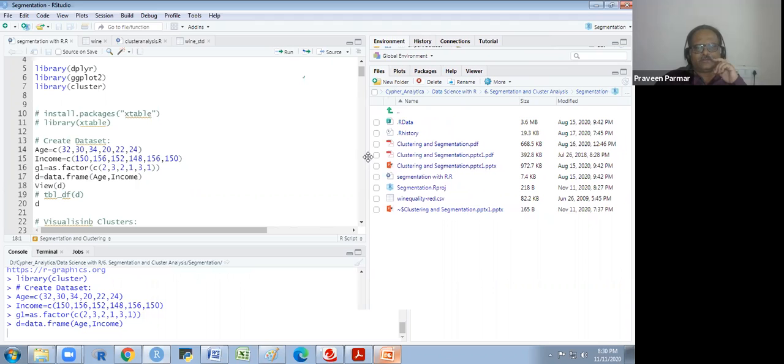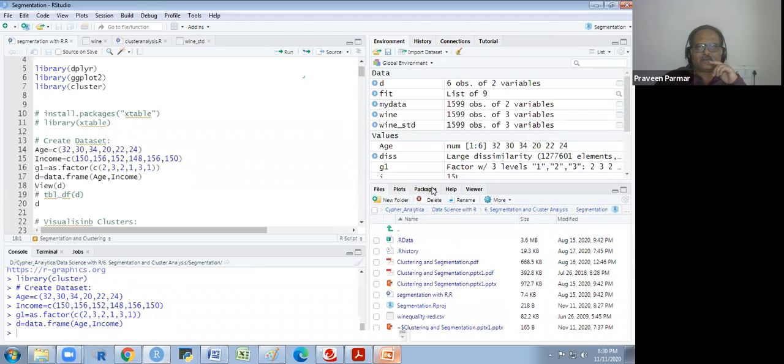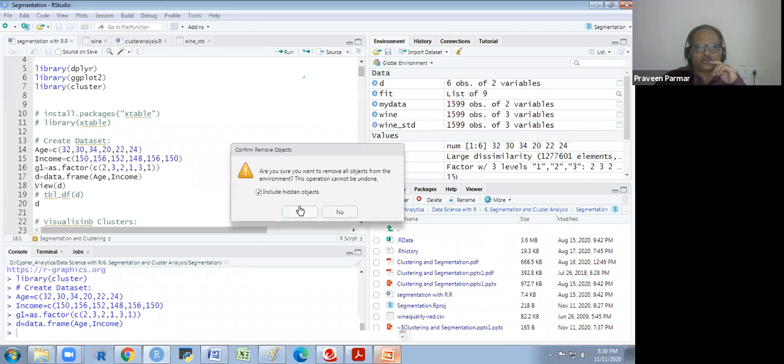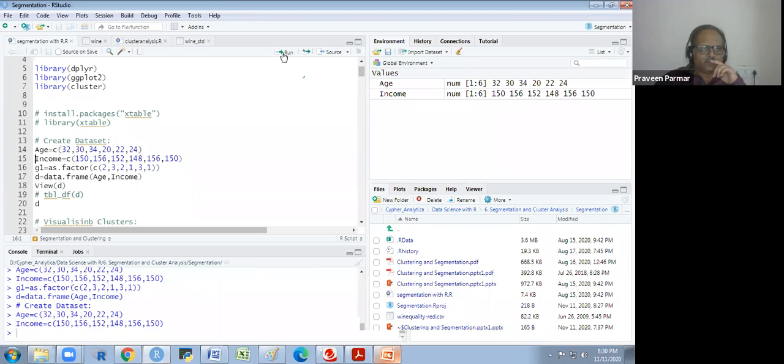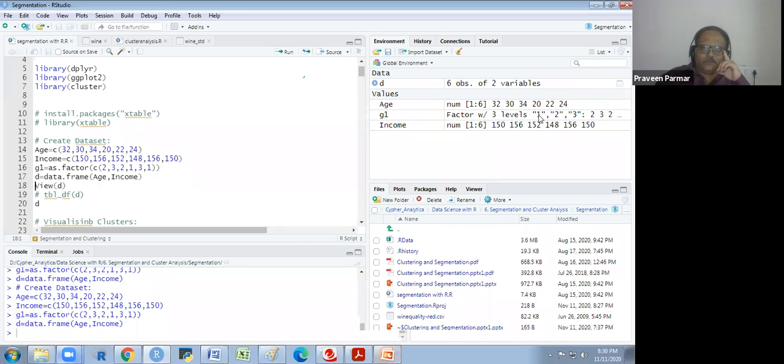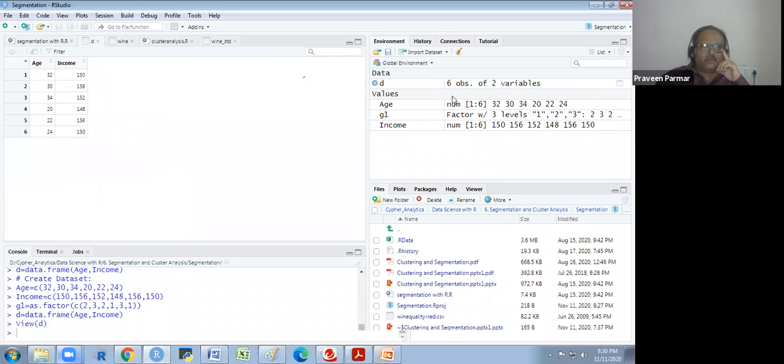And you will see it. I just removed a lot of things, so I just run it again. This data frame has 6 observations and 2 variables. You see this is the age and income I have.